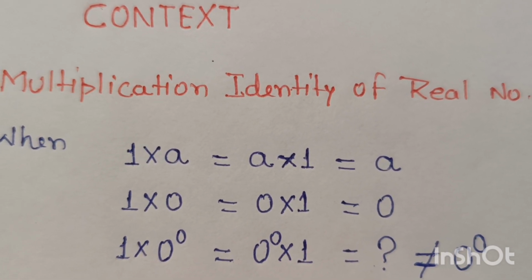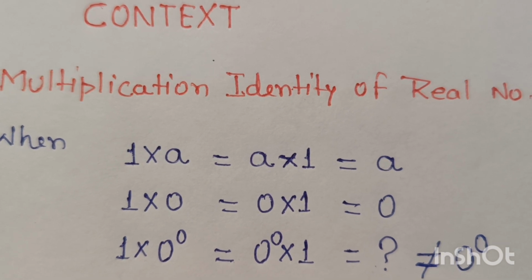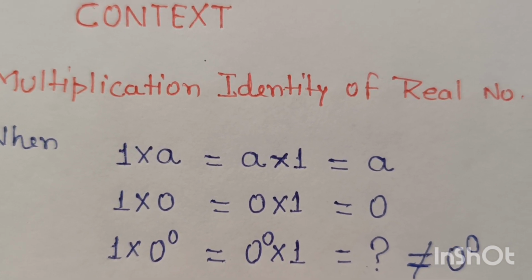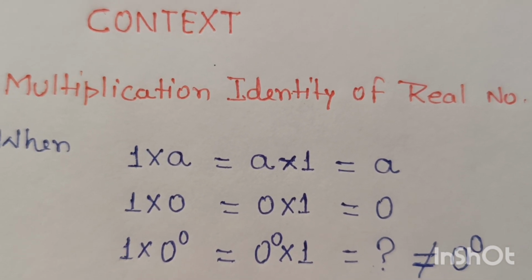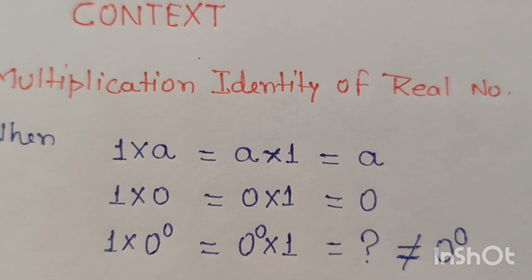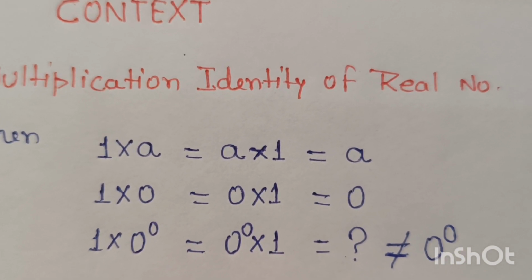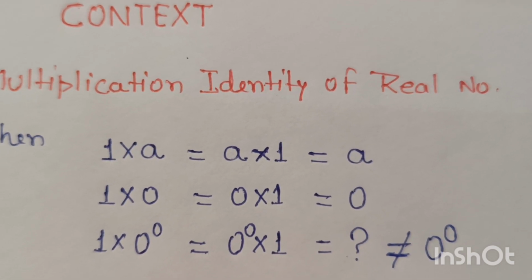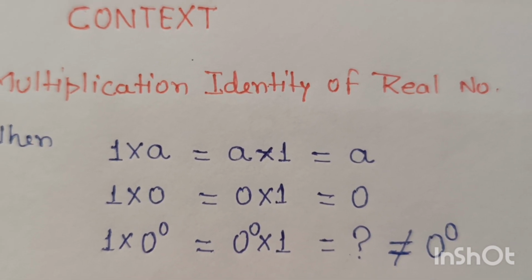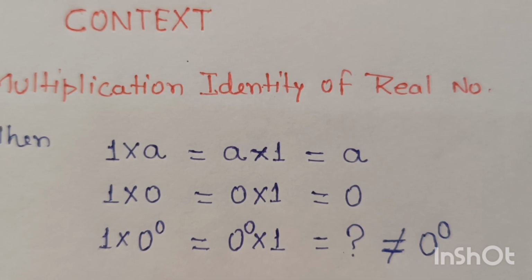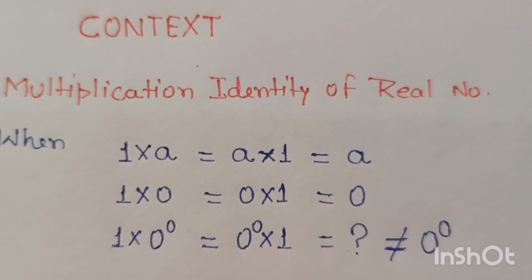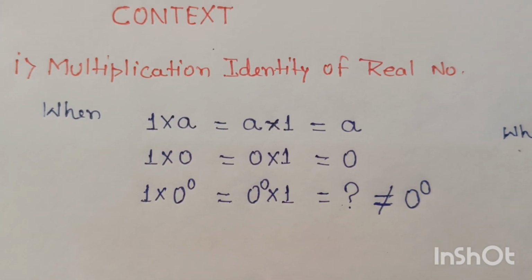Because 0 raised to the power 0 is not a real number. According to the traditional sense, 0 raised to the power 0 is not considered a real number. So in this case, 0 cannot be the answer for sure. Okay, so let's eliminate 0. So 0 is not the answer for this.